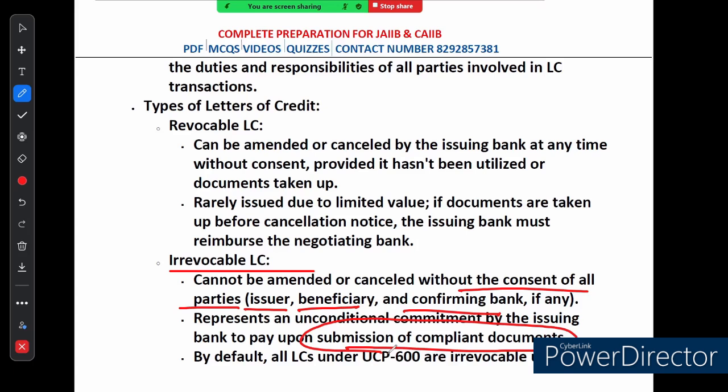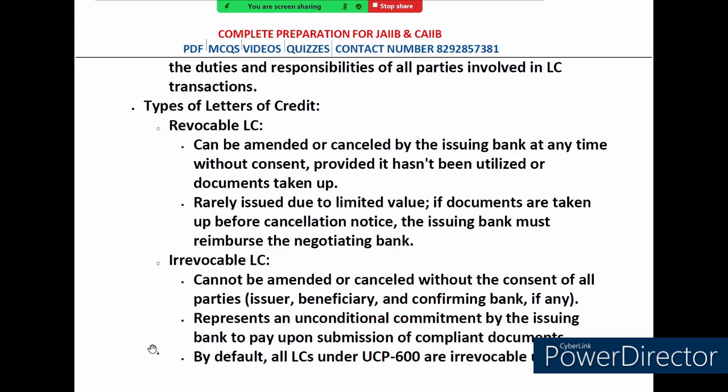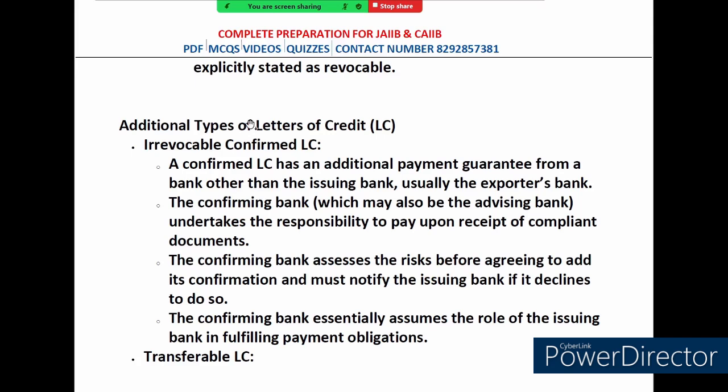This makes it a much safer and more reliable option for both buyer and seller, because it cannot be cancelled without taking the consent of all the parties involved, right? By default, all LCs under UCP 600 are irrevocable unless explicitly stated as revocable. If it is revocable, it will be explicitly stated, and if nothing is written, you treat it as an irrevocable LC. Is it clear now? Now the rules that govern these LCs, known as UCP or Uniform Customs and Practice for Documentary Credits, were created by the ICC.